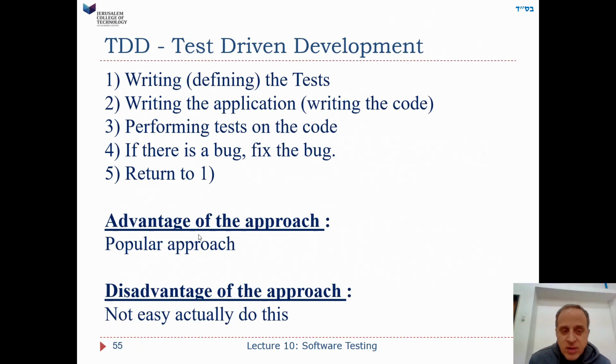it should really be, if there's a bug, fix the bug, and then return to 3. After 4 should include return to 3. And then if there's no bug, then write a new test. So you're always writing, so you start off by writing the test.